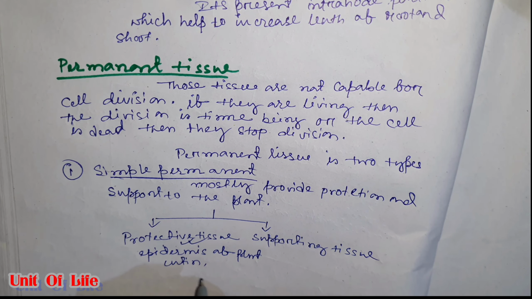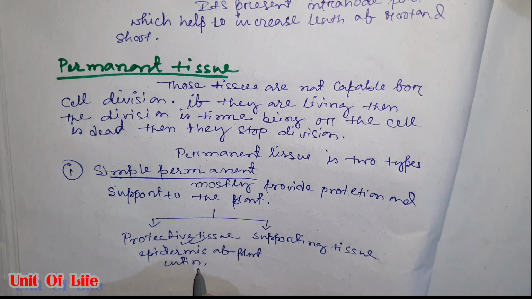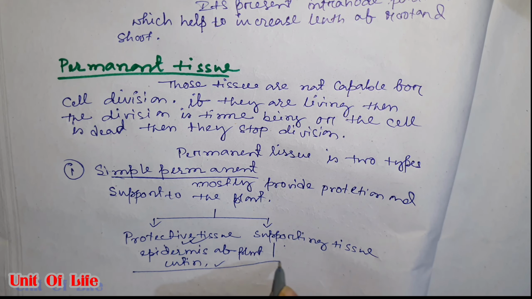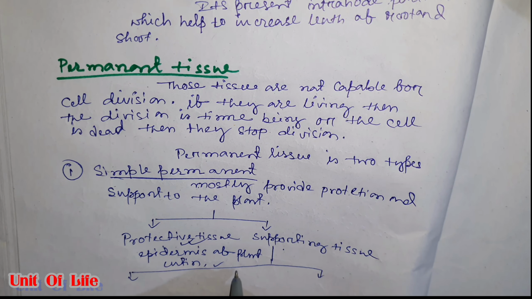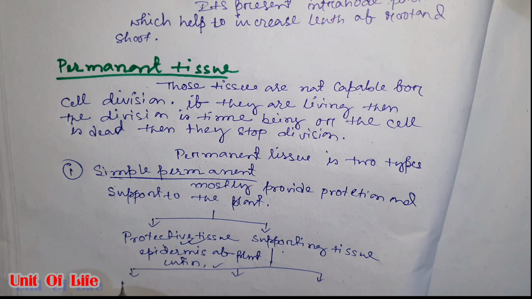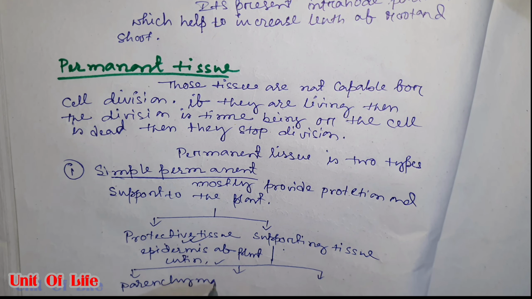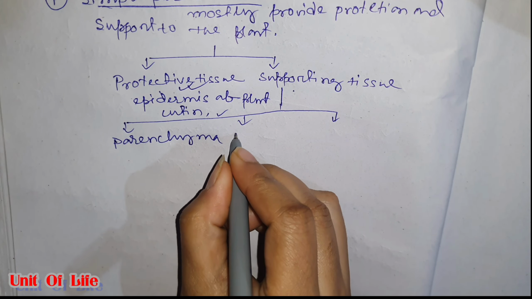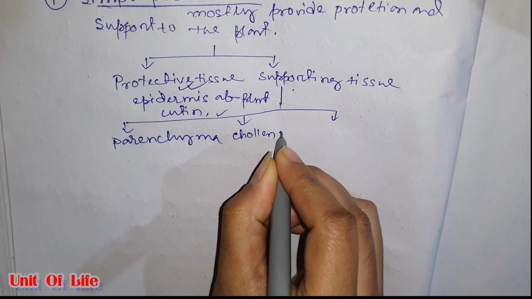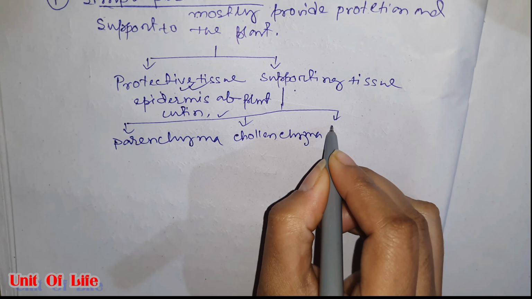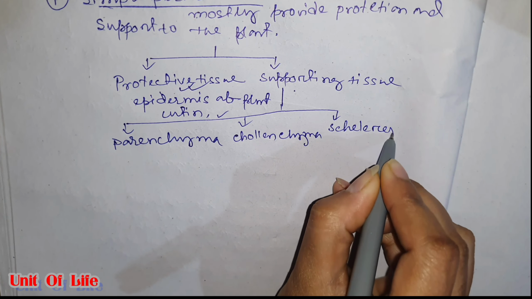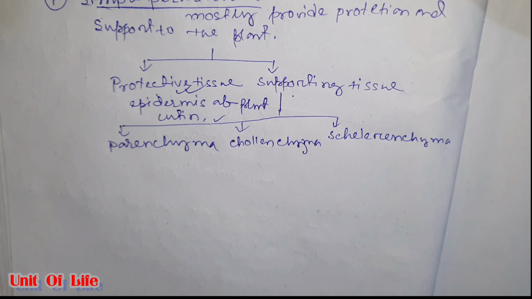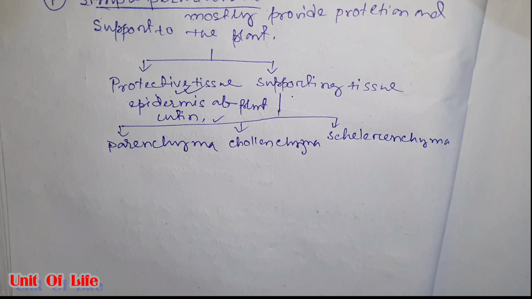Second is supporting tissue. Supporting tissue is further divided into three: parenchyma, collenchyma and sclerenchyma. For your better understanding, I differentiate the three different types of tissue together. So according to general characters, the three different types of tissue, parenchyma, collenchyma and sclerenchyma, have these characters.